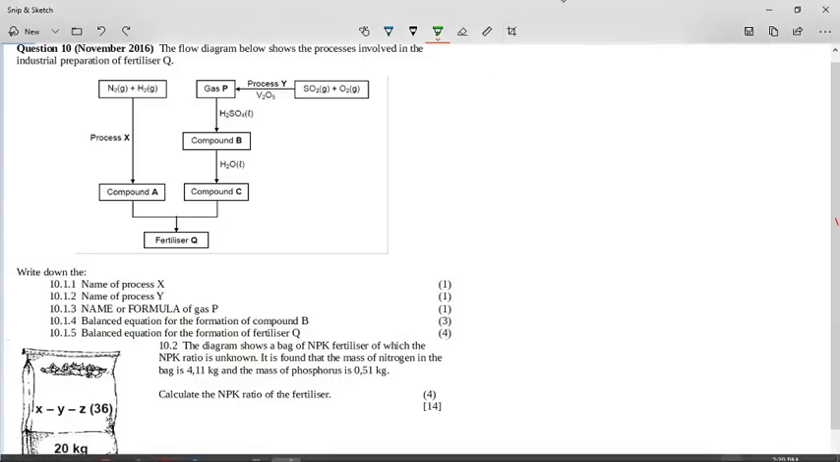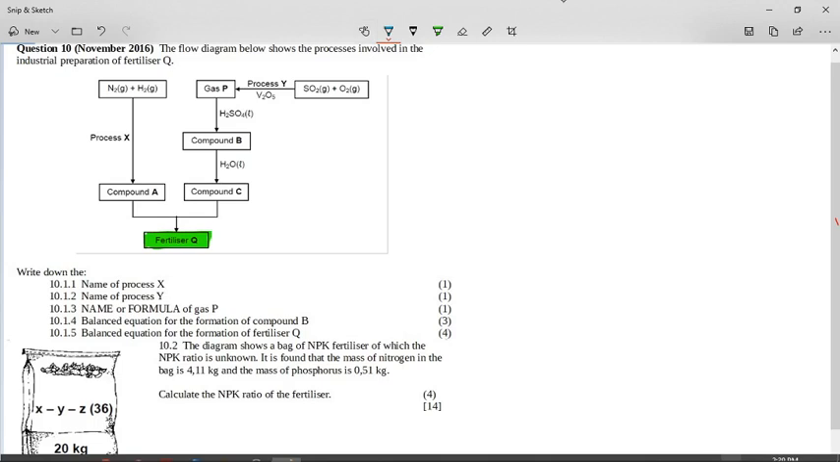Okay, here we have question 10 from November 2016. It says the flow diagram below shows the processes involved in the industrial preparation of fertilizer Q. So now whenever you get one of these flow diagrams, you should try and figure out what's going on in your own head before you start. What actually is fertilizer Q?